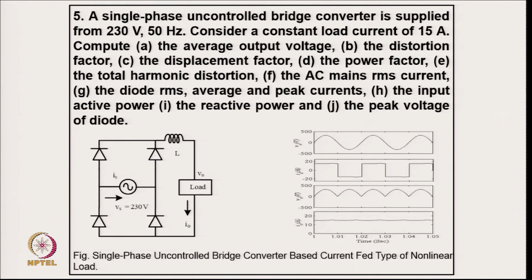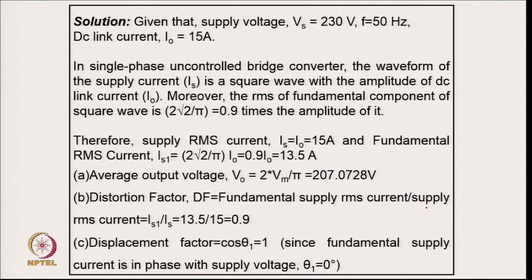Coming to another example of this single phase bridge rectifier, where the given data is 15 ampere current, and we can calculate the distortion factor and so on. So, after putting in the data, we get the waveforms of supply voltage, supply current, output voltage, output current, and the calculation as far as this is concerned, given the DC link current.